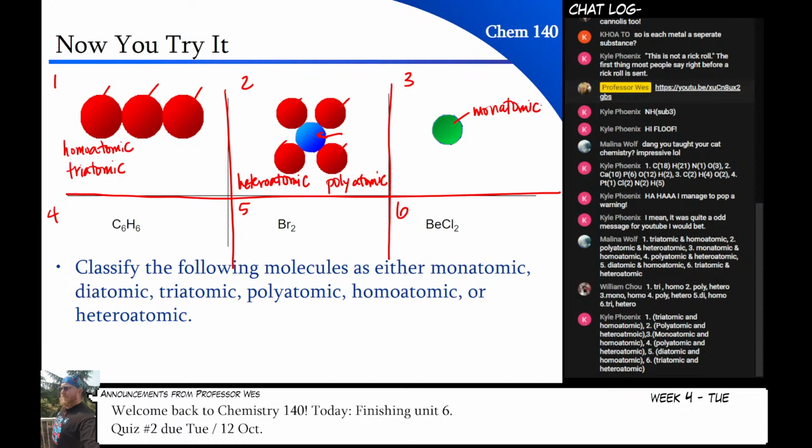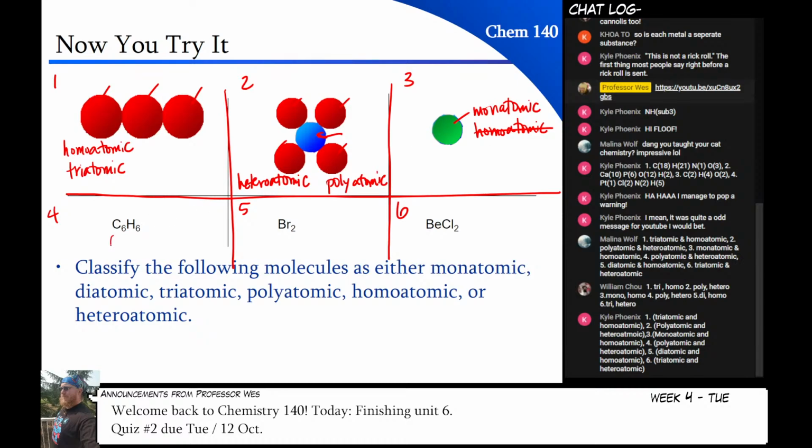If you have 1 atom by itself, it can never be anything other than monatomic and homoatomic, right? In fact, this is kind of redundant, but you could include it anyway. That's fine. So if you did include that, that's okay. If you didn't, also okay. It's just because how could it be heteroatomic, right?